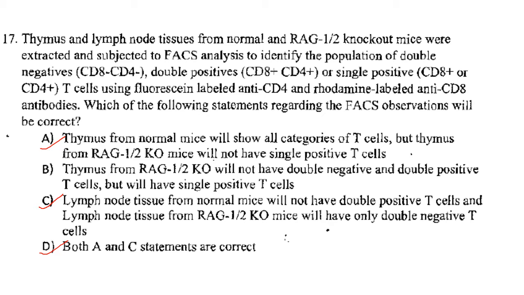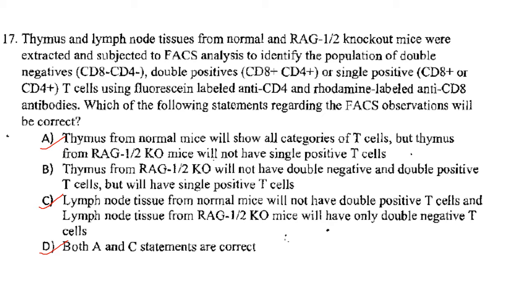So double positive lymphocytes that express the alpha and beta T cell receptor region CDR3 complex survive the thymic selection and develop into immature single positive CD4 plus thymocytes or single positive CD8 plus thymocytes.